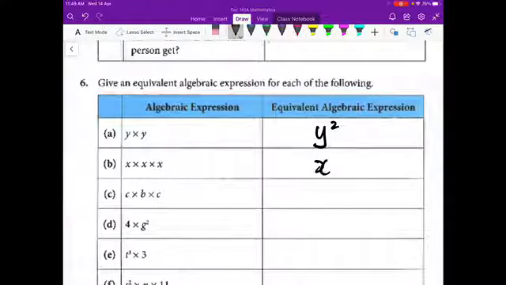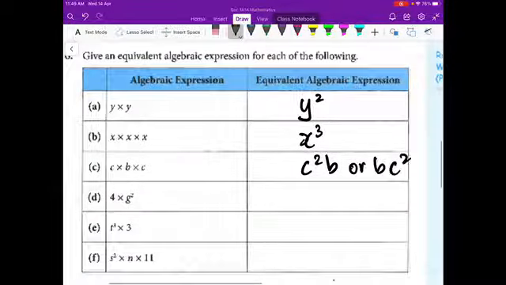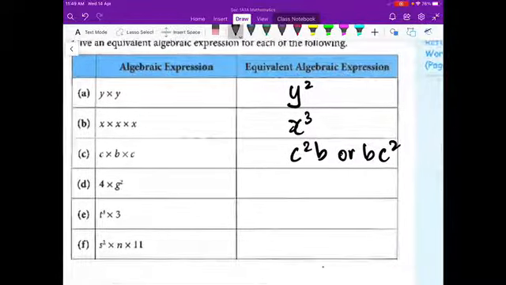X cubed. Next. C square B. Or B C square also can. Cannot. Have to put a square. Okay, next. 4G square. Okay, correct. Next. How much? Then you come and show me what you write.